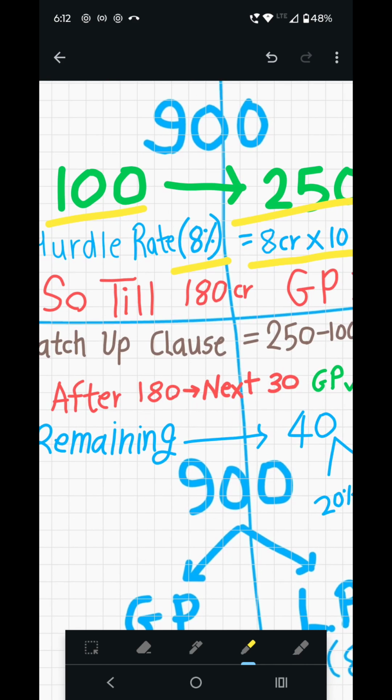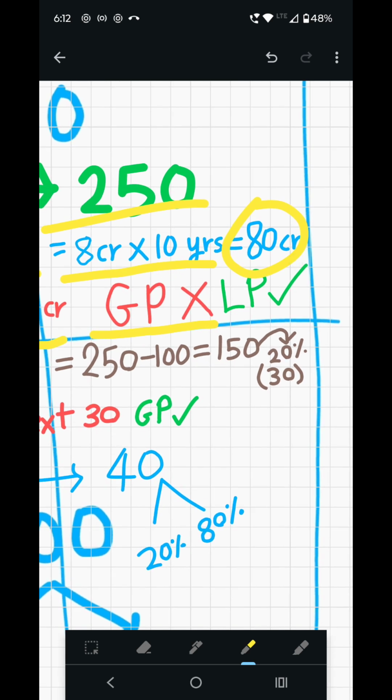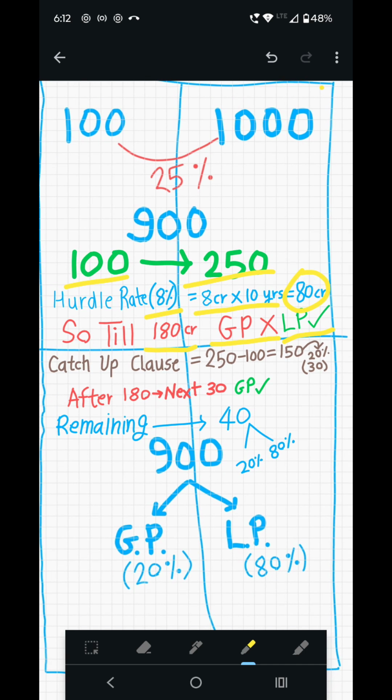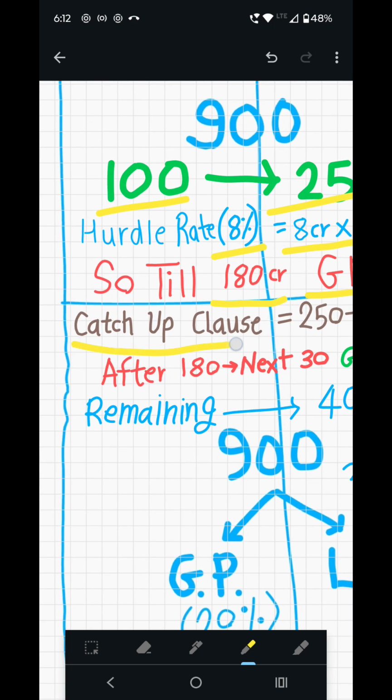So till 180, that is 100 is the capital and then the 80 crores is the hurdle rate. So till 180 the general partner is not entitled to a single rupee. Whole 180 will go towards the LP. So GP will not take anything in that. Then after this there is a catch up clause.